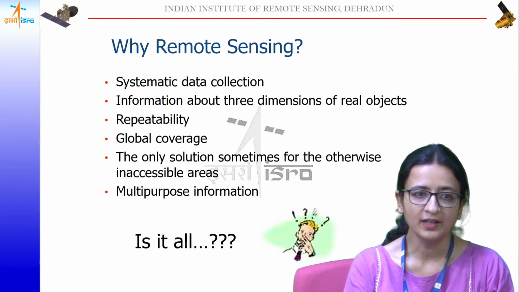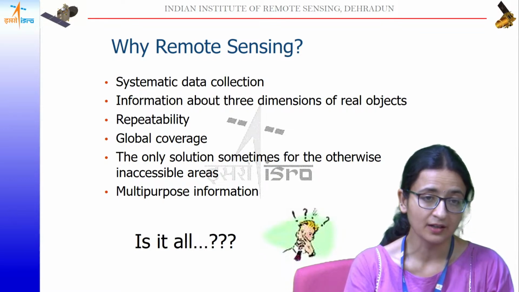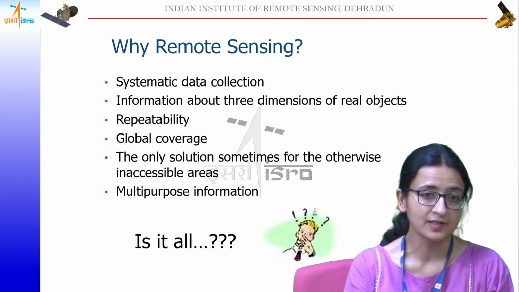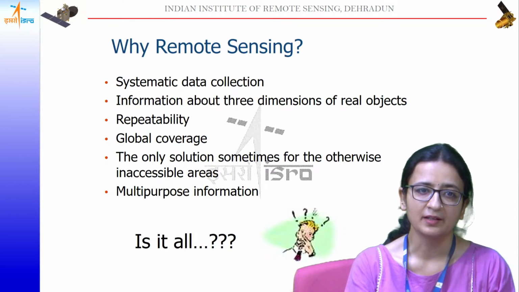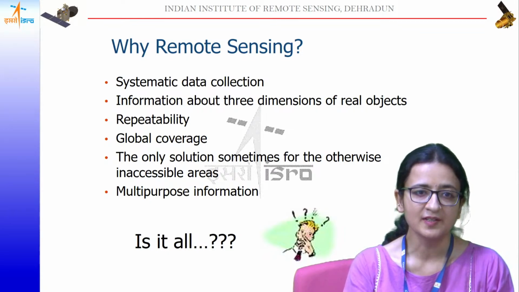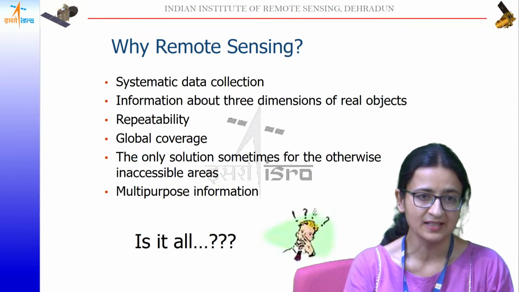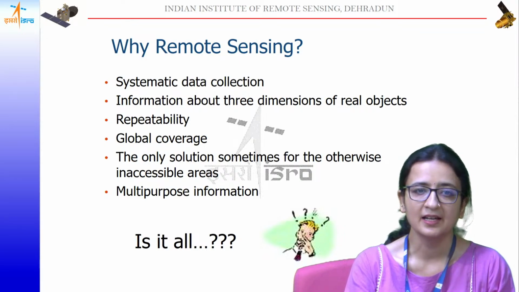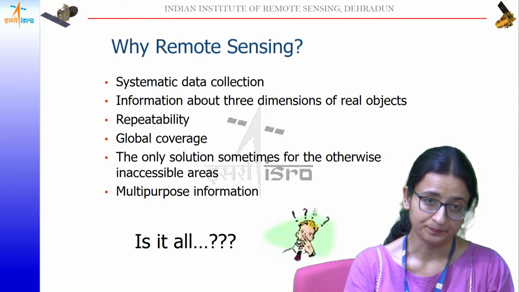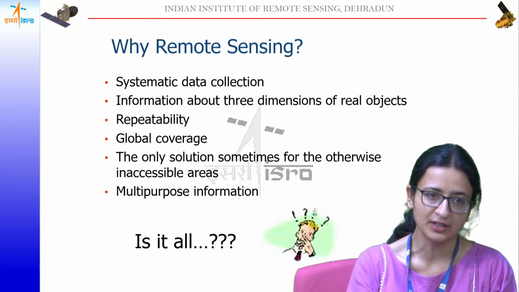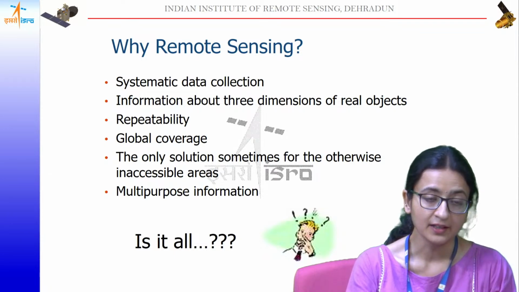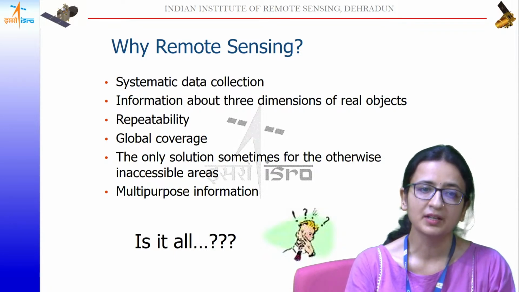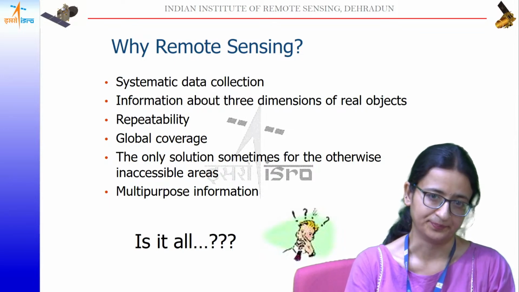Then comes a very important advantage, which is global coverage. For several applications, we require the data at a global scale as a whole. So that is also supported by remote sensing. It is sometimes the only solution for otherwise inaccessible areas. For example, let's say there is a disaster in some region. In order to collect the information, we can't be risking lives to collect field measurements, right? So in that case, remote sensing becomes the only possible solution.